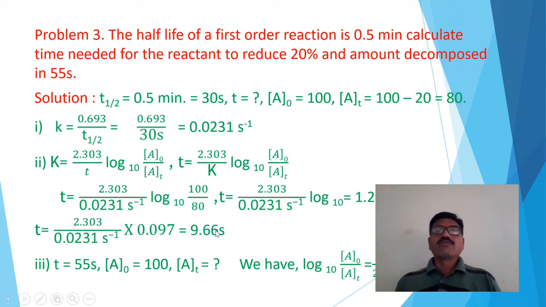Second thing we have to calculate is the amount decomposed in 55 seconds. What is given? T is equal to again 55 seconds. A0 is equal to 100.